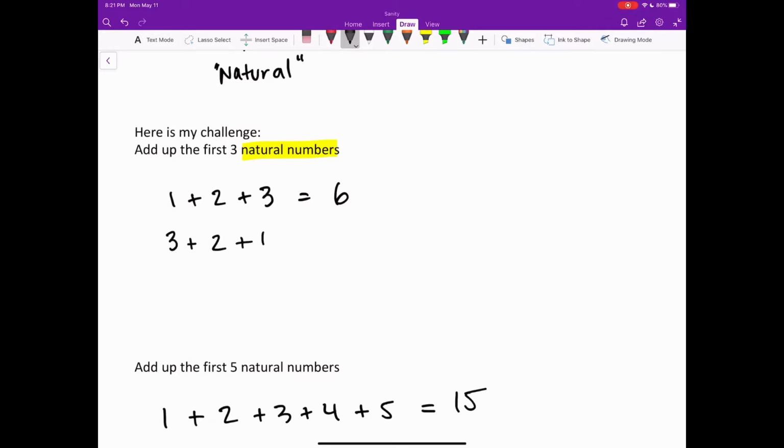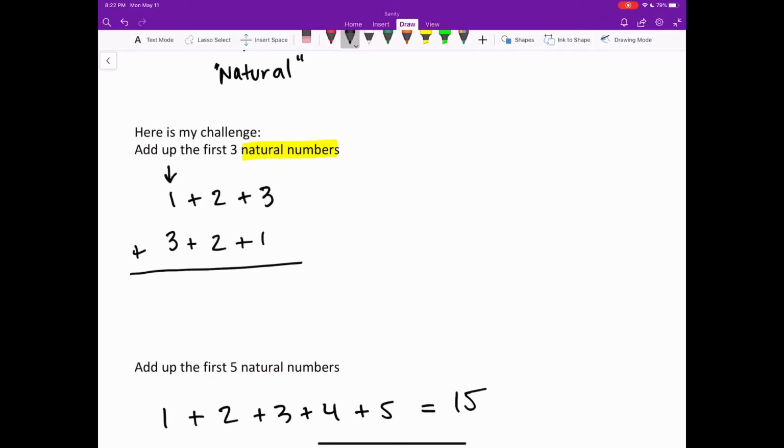So he's got 1 plus 2 plus 3, and then underneath he wrote 3 plus 2 plus 1. And he said, okay, if I add up all of these numbers together, since I'm double counting my numbers, the sum of the first 3 natural numbers should be twice of what I'm counting, right?